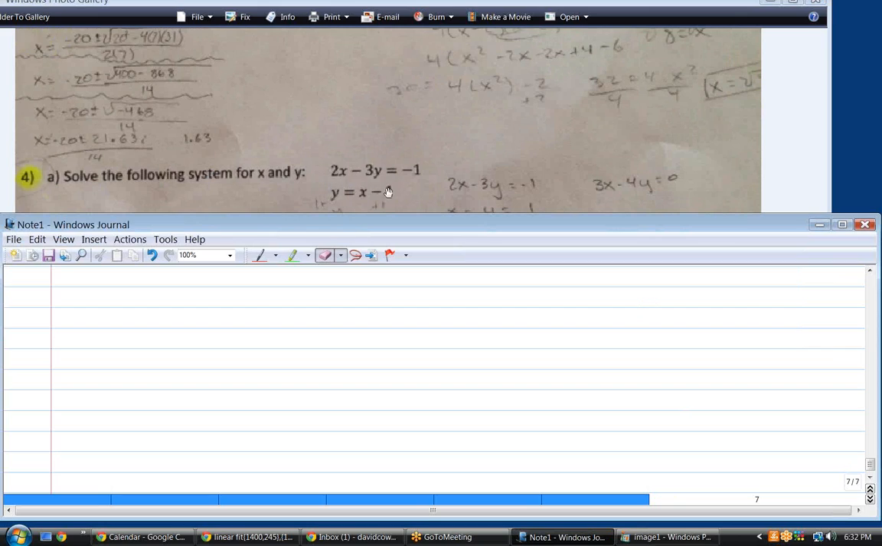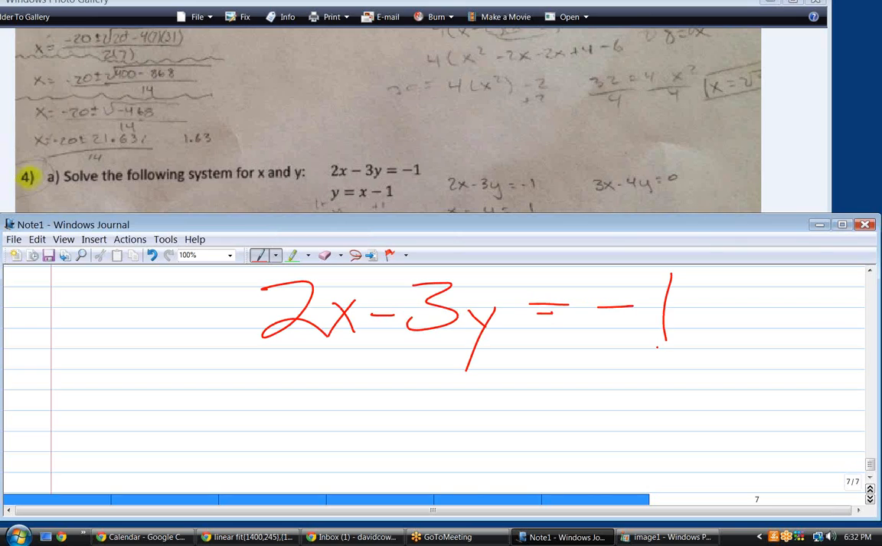Solve the following system for x and y. Again, we just have two equations, two unknowns. But this time it's a little different. The first is in standard format, but the second one is not in standard format.